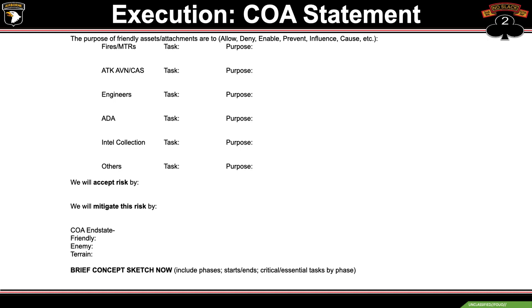So going into, again, the course of action statement continued here. This is going to go into our friendly assets. So you see fires, mortars. What would be our task? What would be our purpose? And then going into all the other types of assets that we have. And then talking about the types of risk and how we're going to mitigate any kind of risk that we might have.